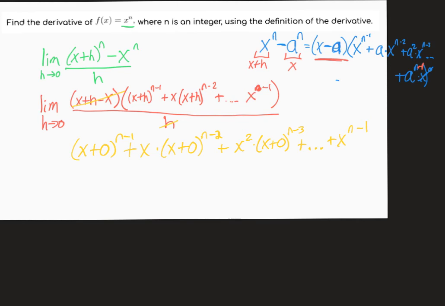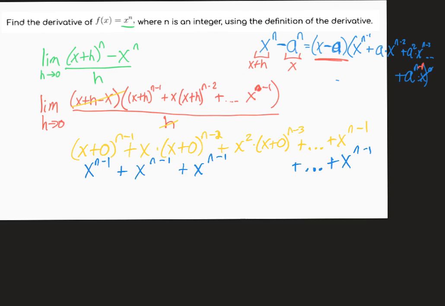Okay, so this is going to be x to the n minus 1. x times x to the n minus 2 is x to the n minus 1. And x squared times x to the n minus 3, I'm going to add those powers, and that's x to the n minus 1. And then I've got my ellipses and an x to the n minus 1 at the end. So all of these end up being the same thing.